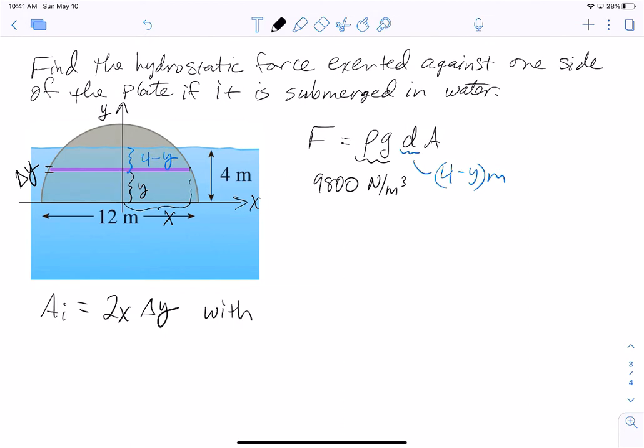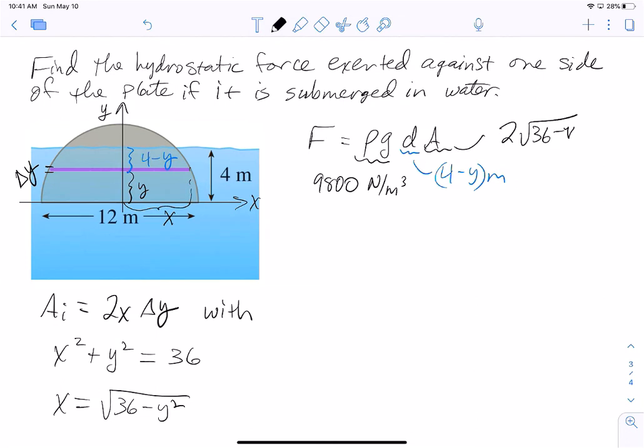Because we know that this is a circle of radius 6, the equation that connects x and y is x squared plus y squared equals 36. And so that means that x is equal to the square root of 36 minus y squared. We could use plus and minus, but really I'm focusing on the first quadrant, and we're going to just double that. And so our area is going to be given by 2 times the square root of 36 minus y squared times delta y.